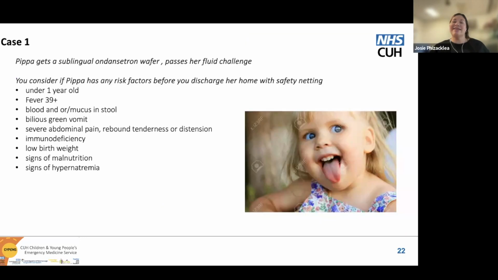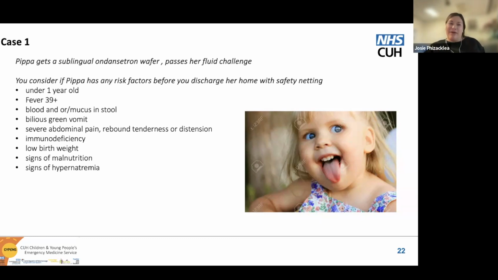So in this case, Pippa does get a sublingual ondansetron wafer. You may hear them called wafers. Some trusts will have just the oral tablets or liquid, and you consider if she's got any risk factors before you discharge her home. So she's not under 1. Fever over 39 is specifically mentioned in the NICE guideline. Again, I would discuss that with seniors, and I wouldn't always keep someone just because of the number of the fever, but I would consider it if it's a very high temperature.